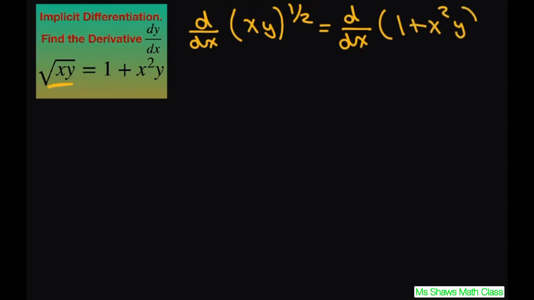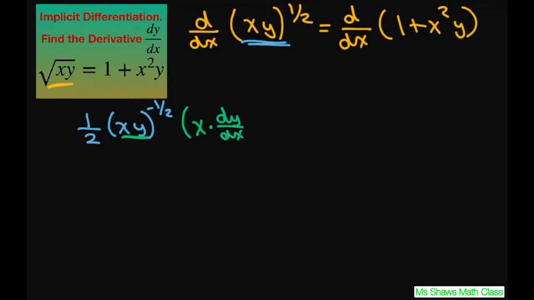So for this piece, this is going to be 1/2 times your inner function (xy) to the negative 1/2. So that's just your normal differentiation. And now implicitly, what we've got to do is use the product rule. So you're going to take the derivative of y. You copy down and multiply this by x times the derivative of y, so that's going to be derivative of y with respect to x, because the derivative of y is just 1.